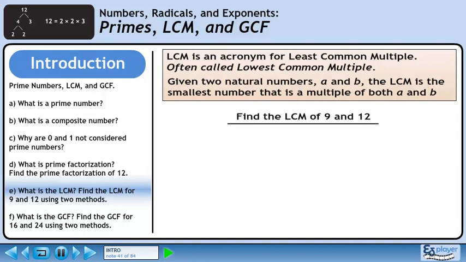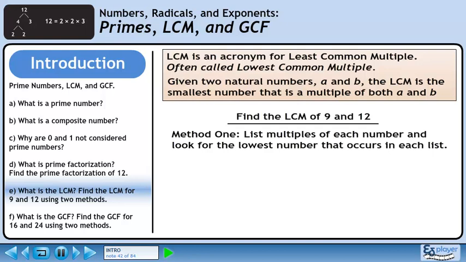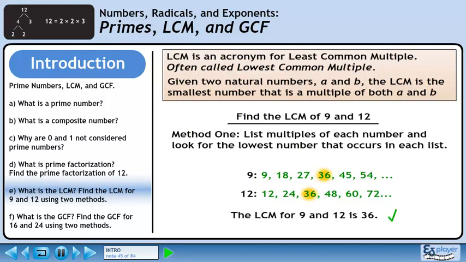Now we'll find the LCM of 9 and 12. In method 1, we'll list multiples of each number and look for the lowest number that occurs in each list. List the first 6 multiples of 9. Now list the first 6 multiples of 12. 36 is the smallest number that occurs in both lists, so the LCM for 9 and 12 is 36.